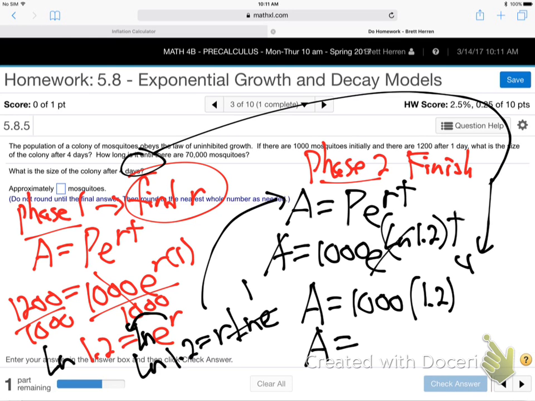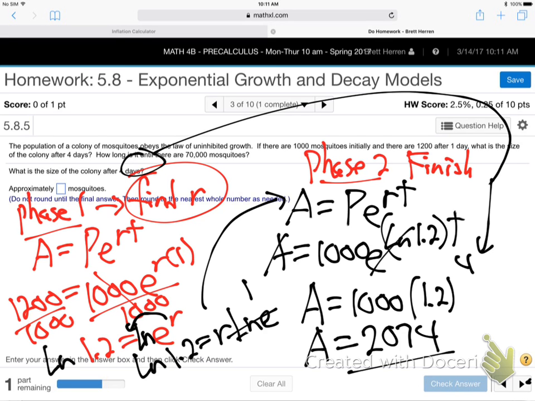Anybody got a number for us? It says do not round. It says don't round until the final, then round to the nearest whole number. Is it 2074? Okay, thank you, Michael. 2074 then. It's a lot of little mosquitoes after 4 days.